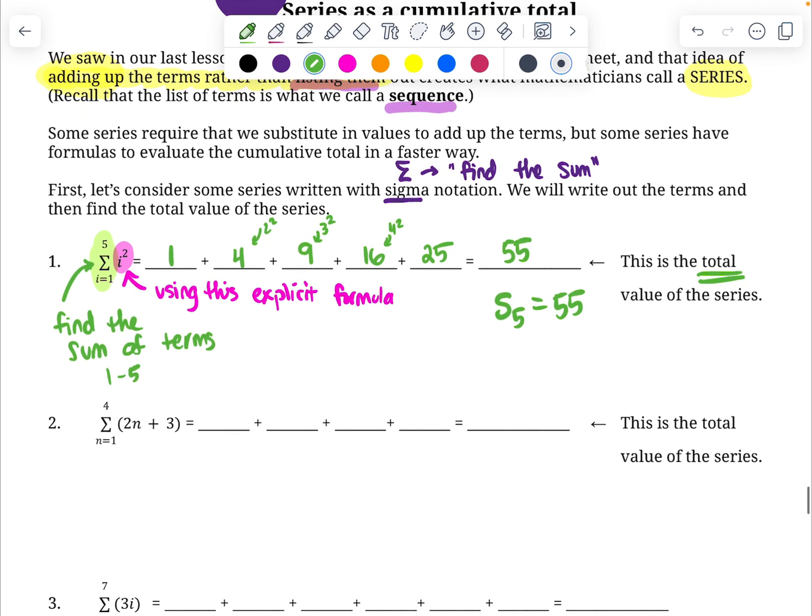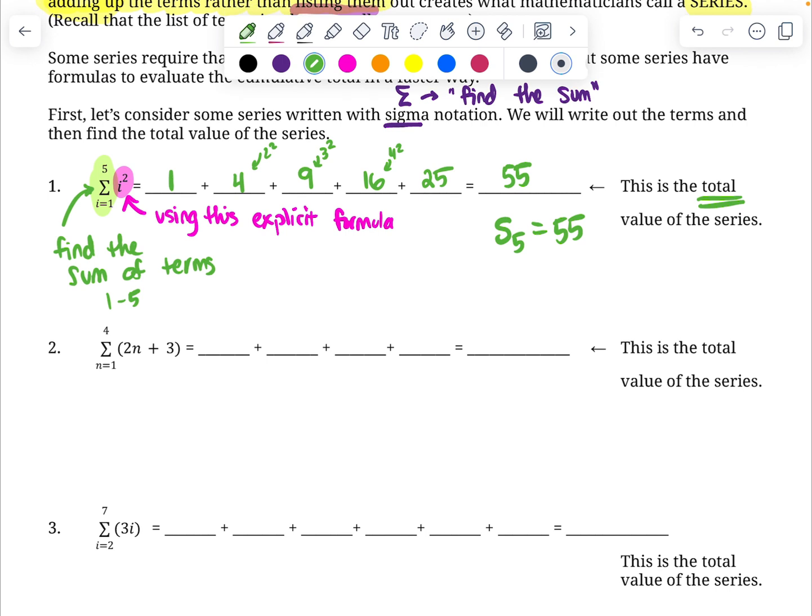Okay, I'm going to do one more with you, and then I'm going to let you guys try a couple. So again, this is saying find the sum of terms 1 through 4. Oh, and by the way, if you're like, wait, how do you know that? I should point out it's because we're starting at 1 on the bottom and we're ending at 4 on the top. That's what those numbers at the bottom and the top mean. So it means I'm going to plug in 1, 2, 3, and 4. And then I'm going to plug each of those numbers into this formula, right? I'm going to use that one.